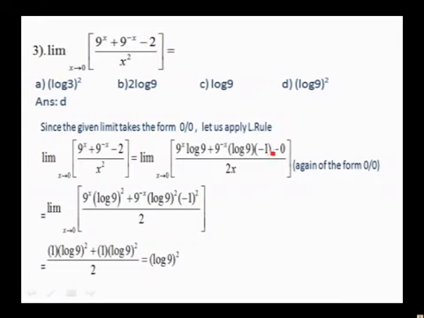Therefore, apply L'Hopital's rule once again. You differentiate 9 to the power of x log 9. You get 9 to the power of x log 9 into log 9, that is 9 to the power of x log 9 whole square. And 9 to the power of minus x log 9 whole square into differential of minus x is minus 1. So, one more minus 1 you have to write, that is minus 1 whole square. So now, if you allow x to tend to 0, then you get 1 into log 9 whole square plus 1 into log 9 whole square by 2. So, you get a finite value, it is log 9 whole square. So, the option is D, log 9 whole square.